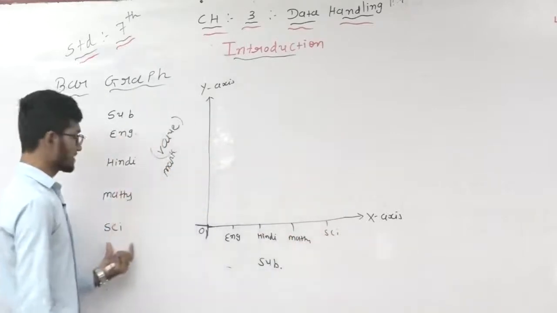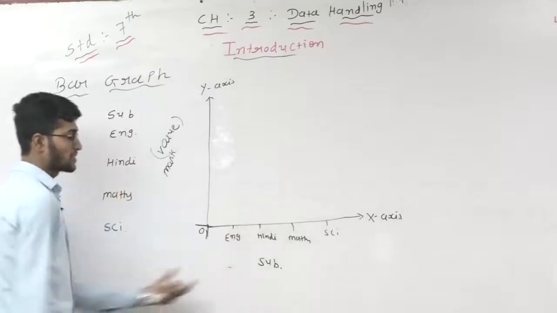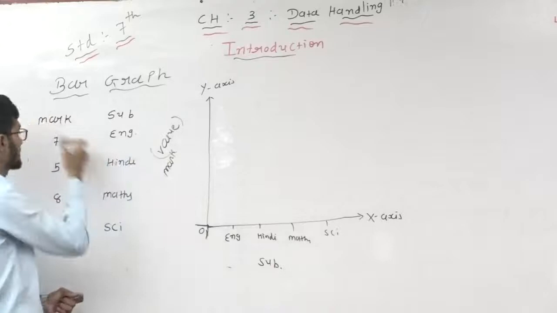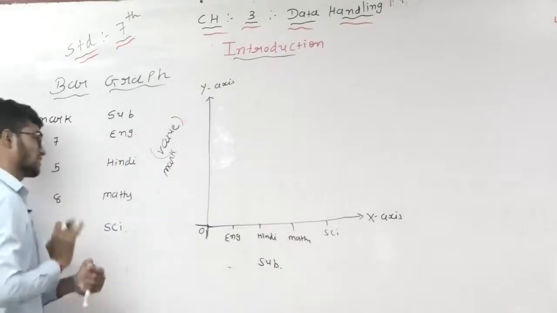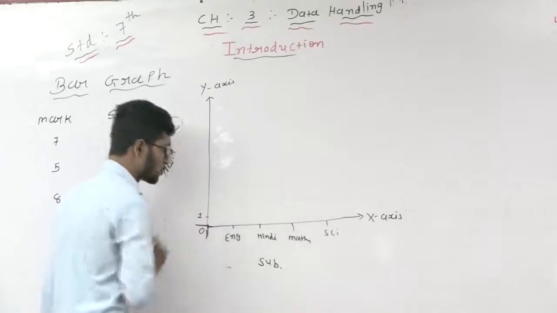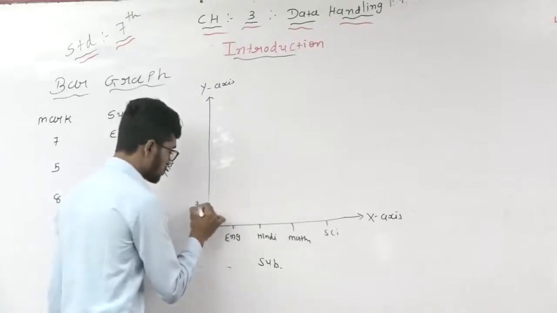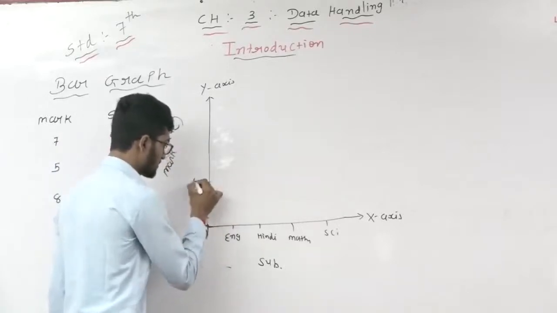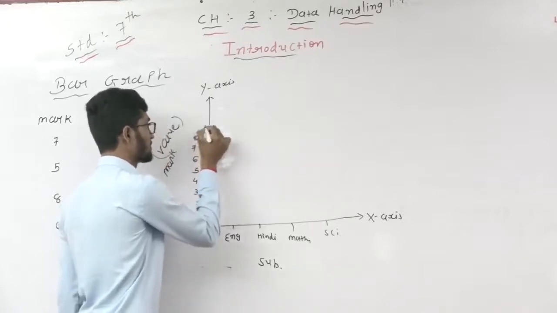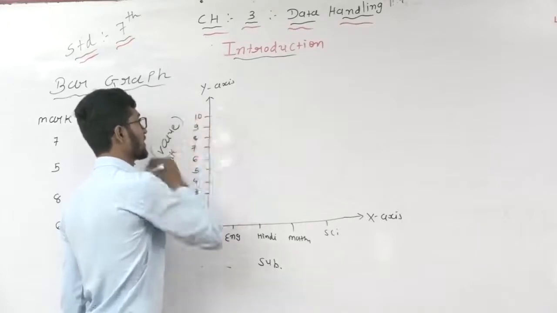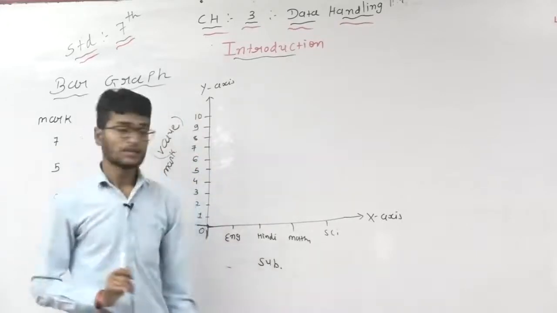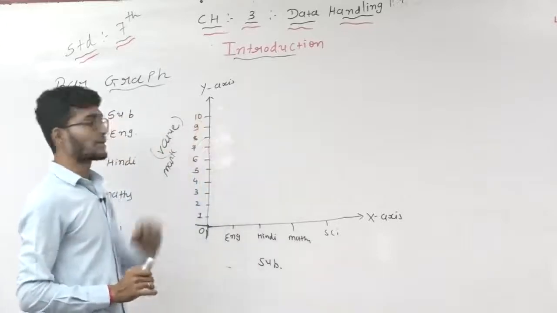How many subjects are here? 4 subjects. So the 4 subjects are represented on the x-axis, and the values, the numbers, are represented on the y-axis. So 7, 5, 8 and 6. First of all we start from 0 to 1, then 2, then 3, then 4, then 5, then 6, then 7, then 9, then 10. Here the maximum is 10. Why? Because these marks are out of 10. So our maximum value is 10.